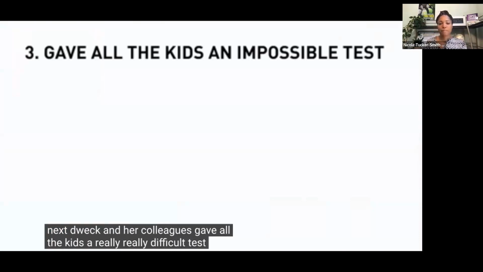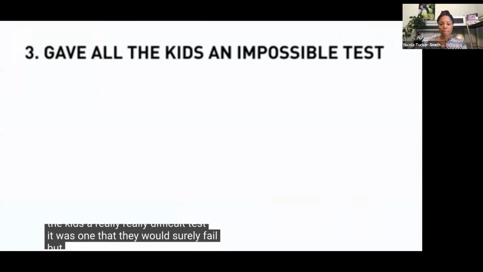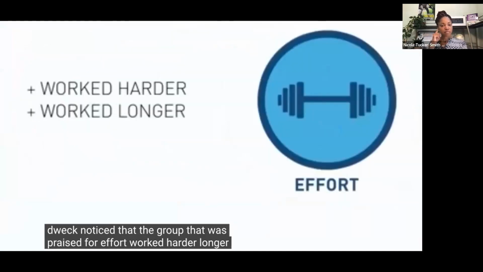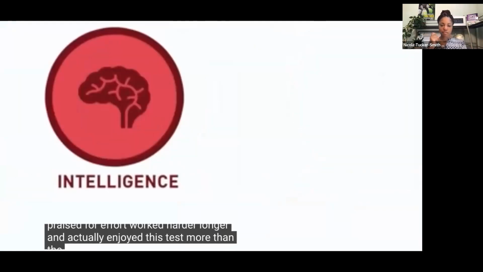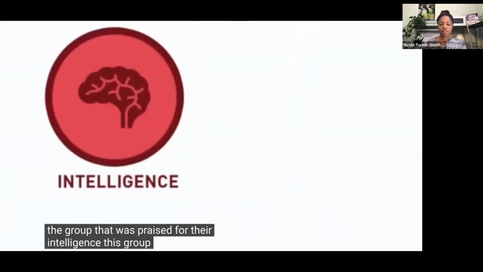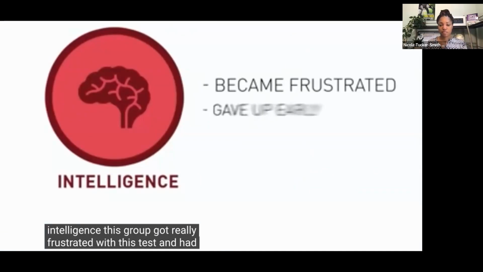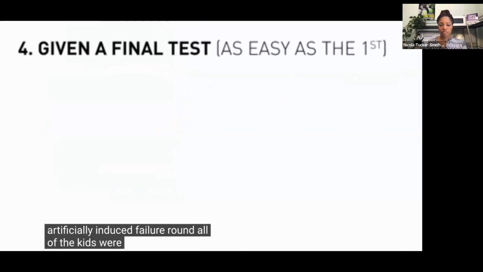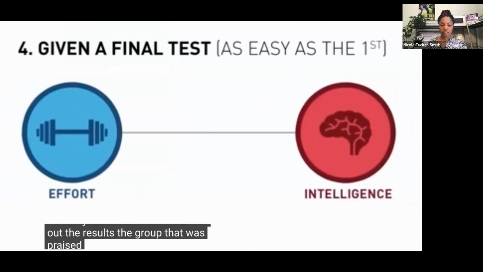Next, Dweck and her colleagues gave all the kids a really difficult test. It was one that they would surely fail, but they wanted to look at how the different kids attacked this challenge. Dweck noticed that the group that was praised for effort worked harder, longer, and actually enjoyed this test more than the group that was praised for their intelligence. This group got really frustrated with this test and had the tendency to give up early. After this artificially induced failure round, all of the kids were given a third and final test. Now this test was the same level of difficulty as the first one, but check out the results. The group that was praised for their intelligence actually did worse on this test than the first one.